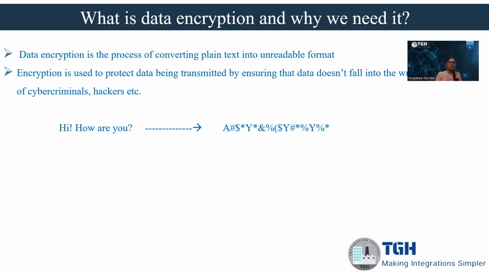What is data encryption? Data encryption is the process of converting plain text into an unreadable format. It is used to protect the data being transmitted over the internet and make sure that the data doesn't fall into the hands of hackers or cyber criminals. Here is one example: "Hi, how are you?" is converted into an unreadable format. So even if the hackers get access to this data, they don't understand what exactly the data means. This is the advantage of data encryption.